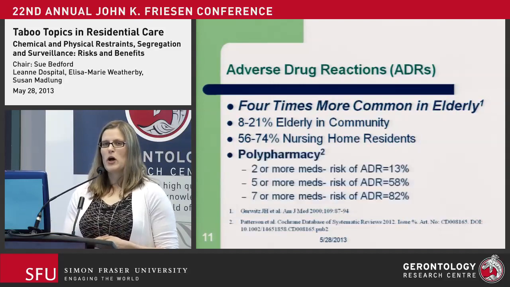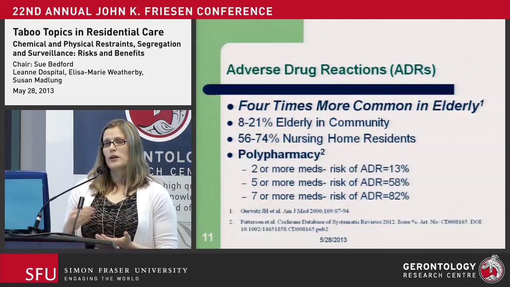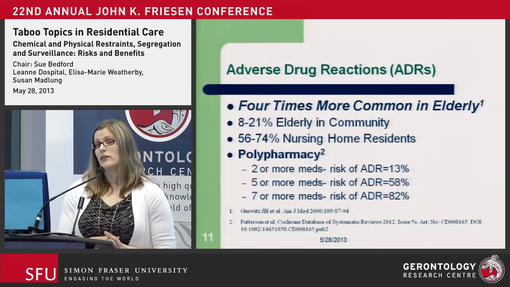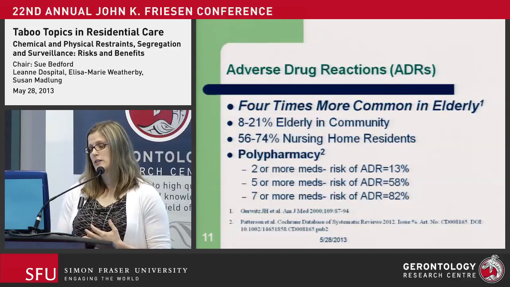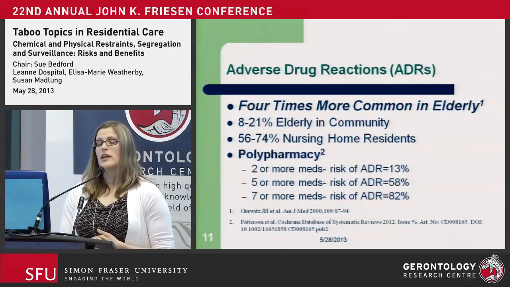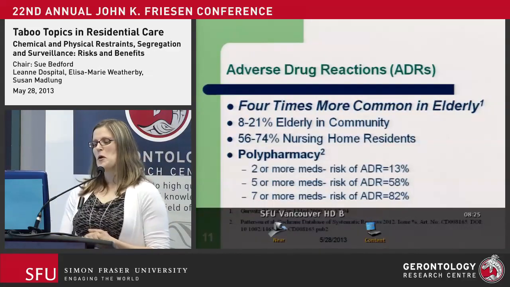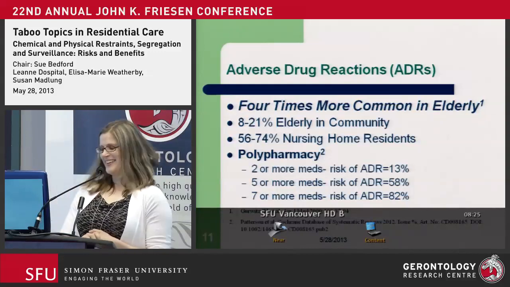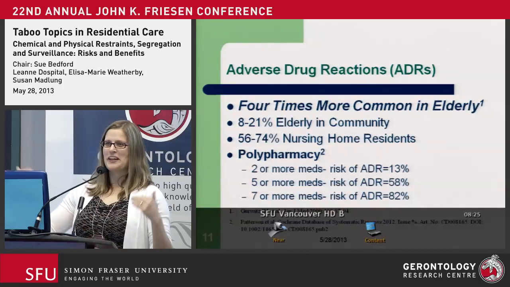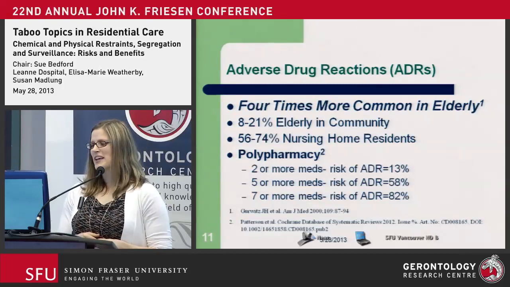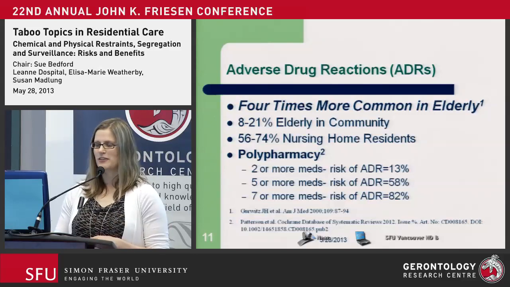And if we look at this term polypharmacy, in this case, just looking at the sheer number of meds a patient's on, the more number of meds, the more likely you're going to have an ADR. So if you're on 2 or more meds, the risk of an ADR is 13%. If you go up to 7 or more meds, the risk of ADR is 82%. When you think about if someone's on 9 or more meds, you're probably looking at like a 100% chance of an ADR occurring at some point. So we have to consider the sheer number of medications as well.